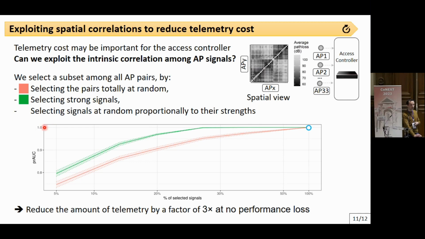So we still get good results here in terms of PR-AUC. We also tested a third strategy, which is selecting the signals at random, proportionally to their strengths. We thought it would be a better way to get better results, but it didn't show good results, not as good as the strong signal strategy.